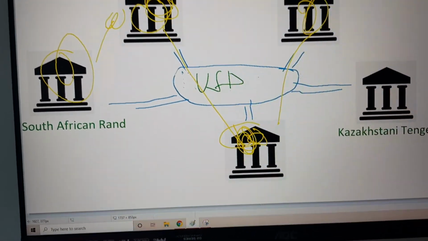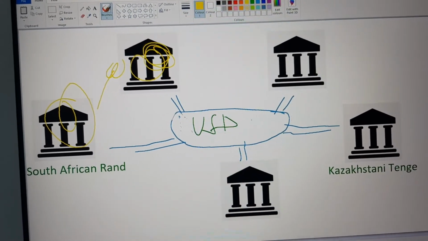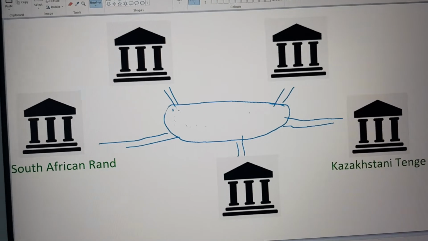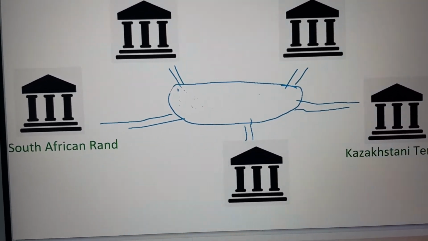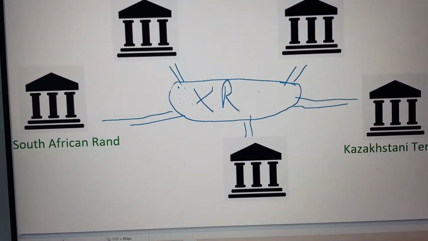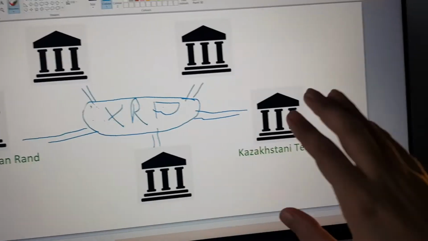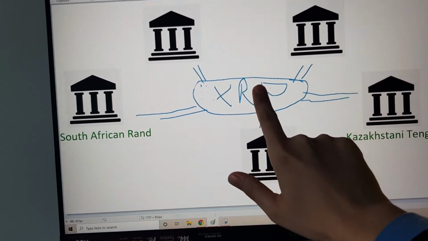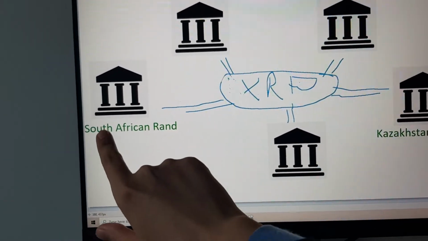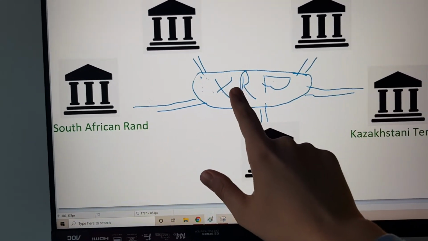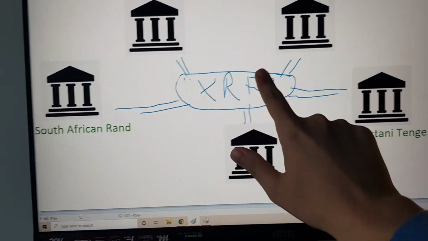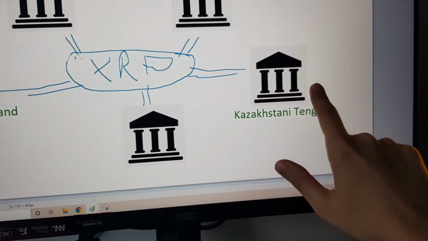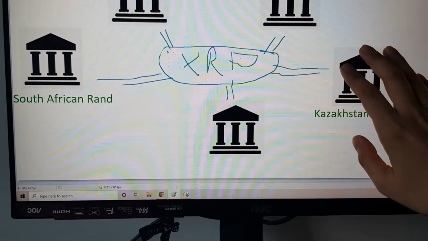Now let me show you how RippleNet and XRP working together make this faster. So let me replace this with, instead of US dollars, we're going to use now XRP. If this bank here and this bank here are both connected to the XRP network, well, it's very simple. The Rand gets converted into XRP, and this XRP gets converted into Kazakhstani tenge. And again, within a couple of seconds, you end up at the final destination.